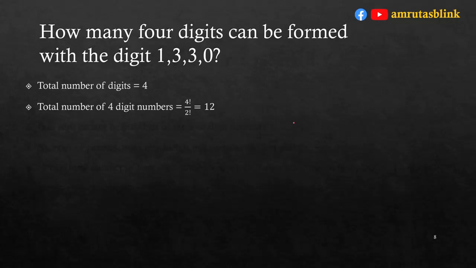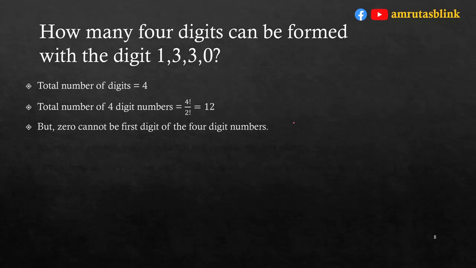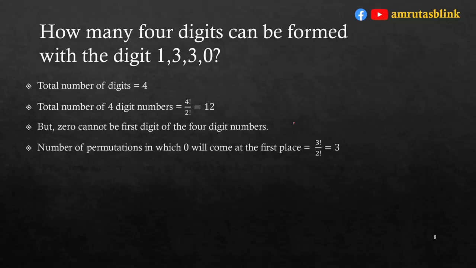Why 4 factorial upon 2 factorial? Because 3 is repeated twice. So 4 factorial upon 2 factorial is 12. But we cannot consider 0 at the thousands place. Hence we have to eliminate such numbers.